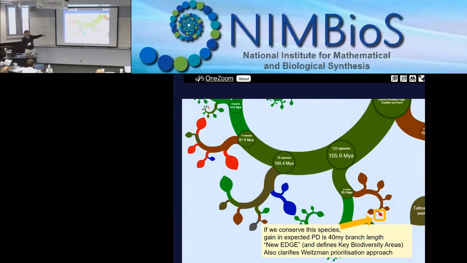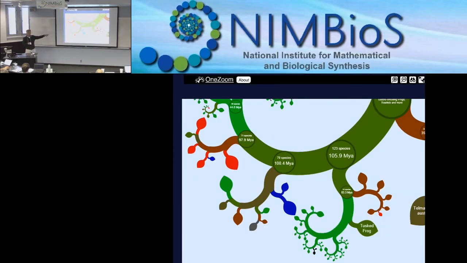So we'll look over here. There's that little red species there. I think this is a group of frogs. And if we were to conserve that critically endangered species, why do you think that might be a high priority? Well, the brown color on that branch is also endangered species. So if you could protect one species along that branch, you are conserving the entire length of that branch. In fact, it might be millions of years of evolutionary history that could be conserved if you target your conservation dollar on that critically endangered species.